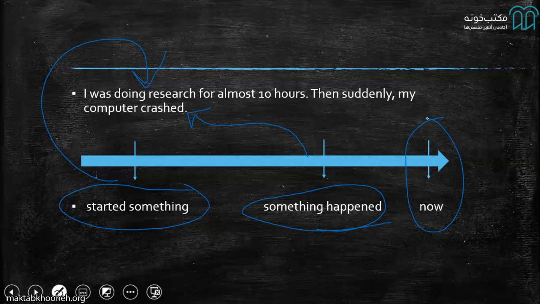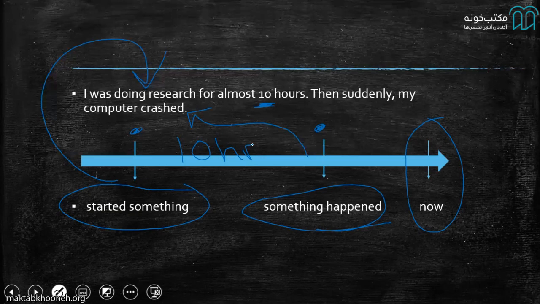The only other thing that we need to consider is the 10 hours here. And that's a duration of time. So from the time I started here to the time the computer crashed here, we could call this whole thing 10 hours, right? That is the duration of time. So basically, we need to know a couple of things. One, we started doing something in the past. Then something else happened in the past to stop that. That duration of time is also very important. And we're speaking now about it.